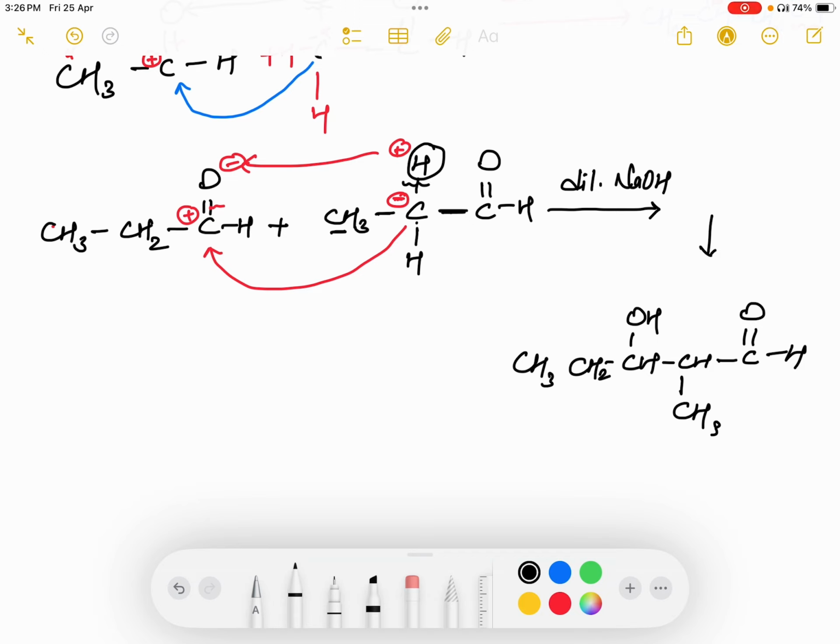And again, you can observe that in the beta position you have a hydroxy, and there you can observe an aldehyde. So this is your beta hydroxy aldehyde, okay, which is the final product of the aldol reaction. Let me take two ketones and then show you what exactly happens.